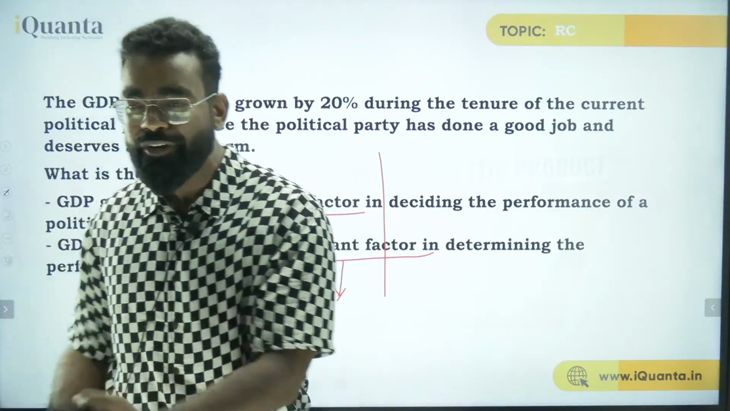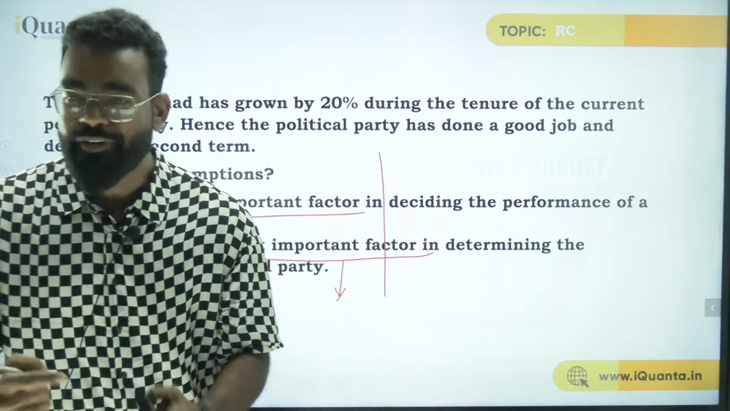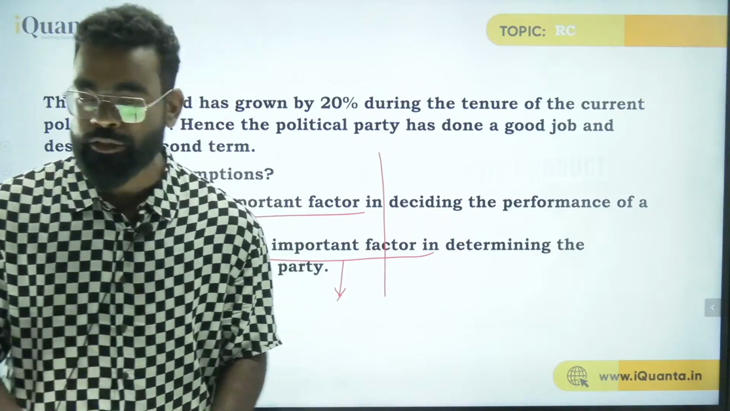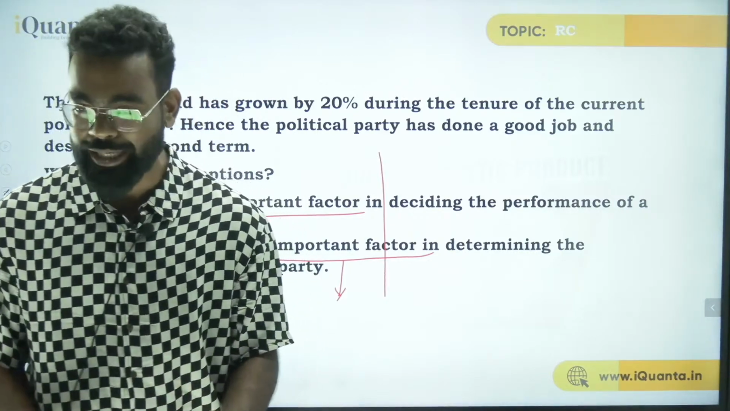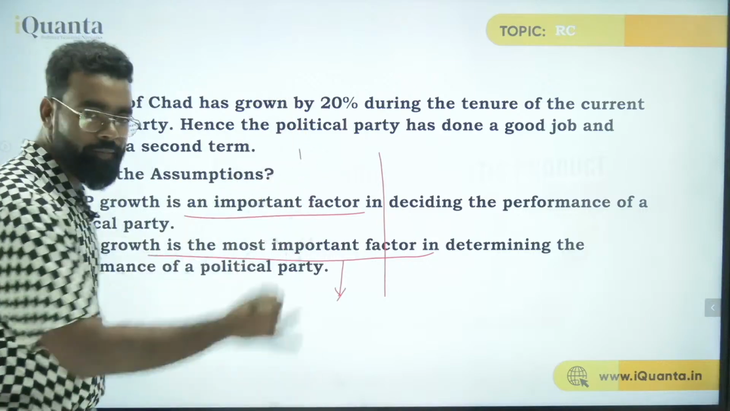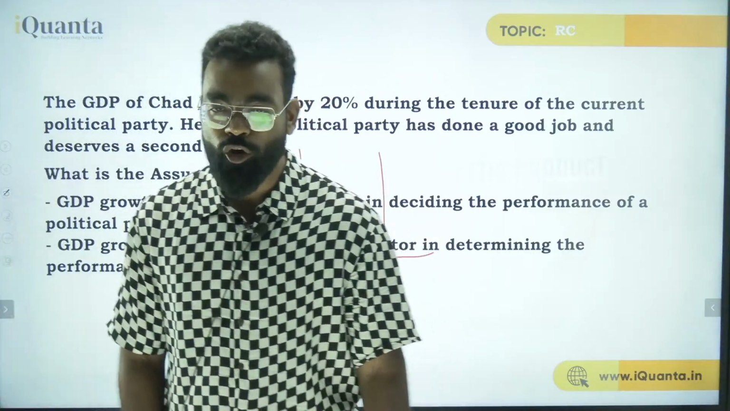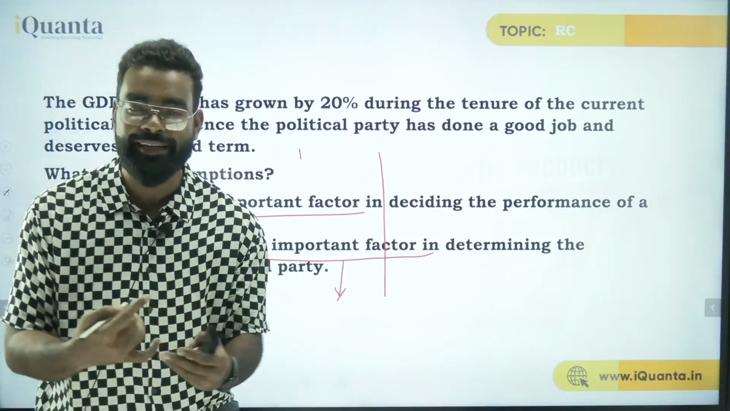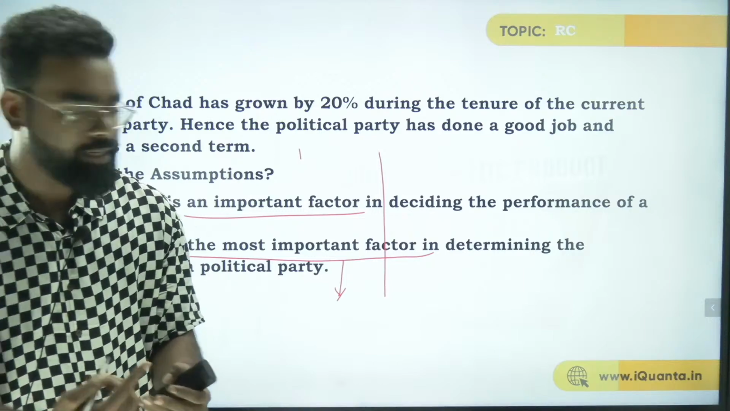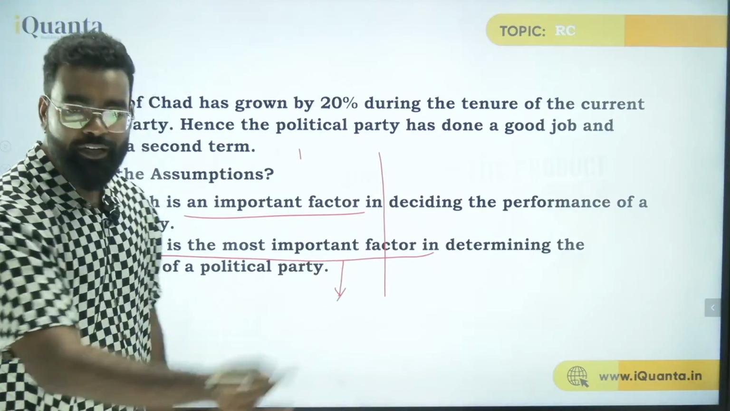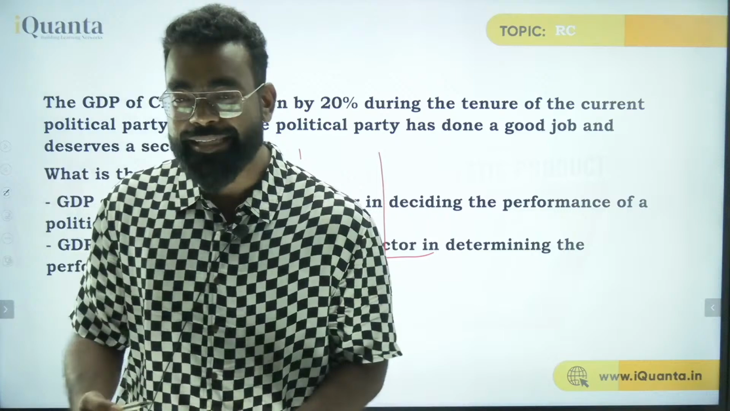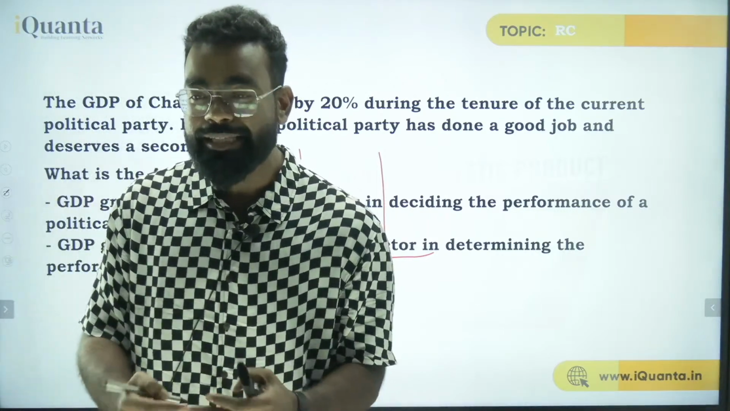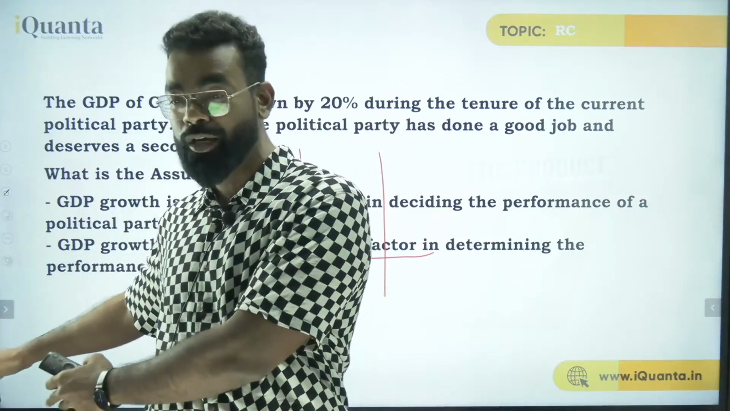But if I'm saying GDP is the only one and I'm negating it, what is the negation of GDP is the most important? The negation is GDP is not the most important. Still we can get this conclusion, right? Because I can say GDP is one of the important things, or GDP ranked second or third. Do you understand how I'm negating this? A very simple concept. If I'm negating most important factor, it doesn't mean this is not an important factor. But if I'm negating an important factor, it means it is not an important factor at all.